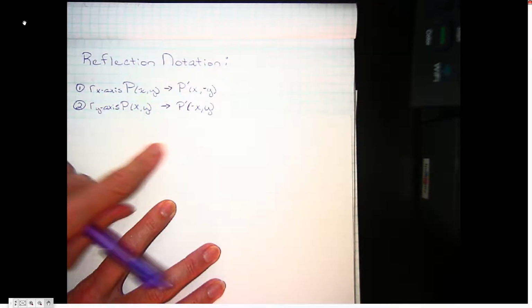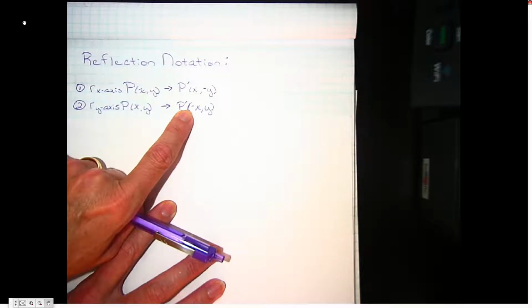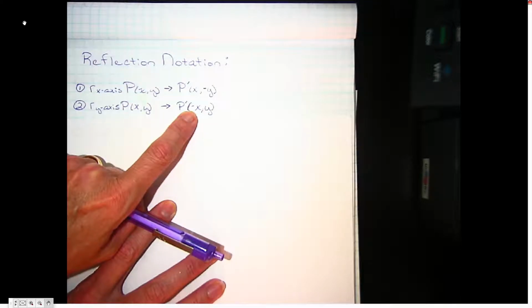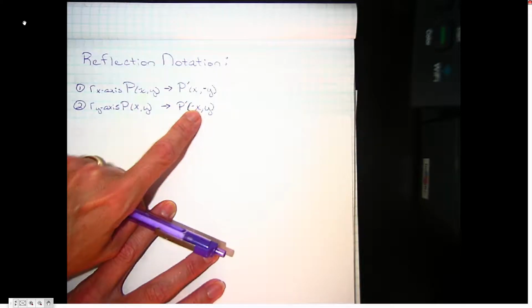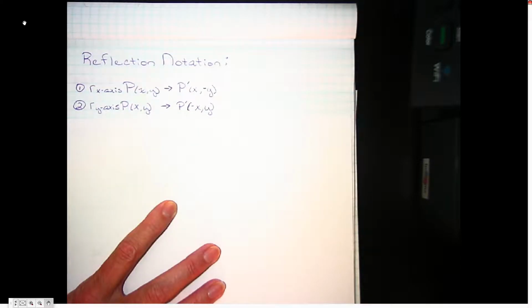Okay, here's another one. If I want to reflect across the y-axis, you're going to see a lowercase r with y-axis in a subscript, really small. P stands for just point xy, which could be any point. And what that means is that it's going to become P prime negative x, y. So the x value is going to change. And again, these are just another way to write the rules that are on the other page that we just looked at. So I want you to be familiar with those.